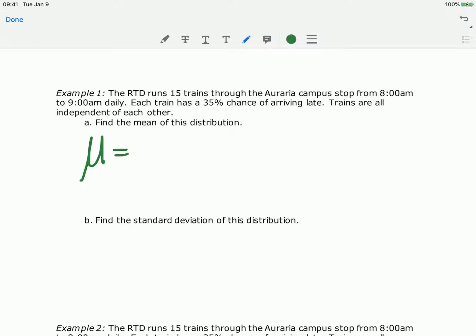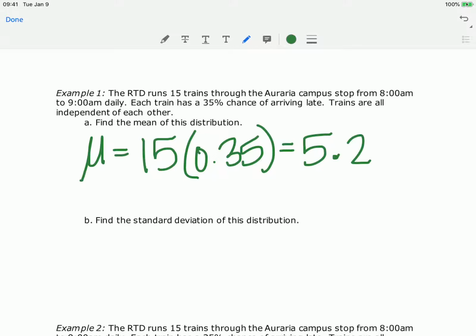So the mean is going to be equal to the number of trials, which is 15, times the probability of success, which in our case, a success is that the train was late. Again, doesn't really make sense for that to be a success, but that's what we as the researchers are interested in. So 5.25 is the mean. So on average, 5.25 trains are late that come through the Auraria West Station.